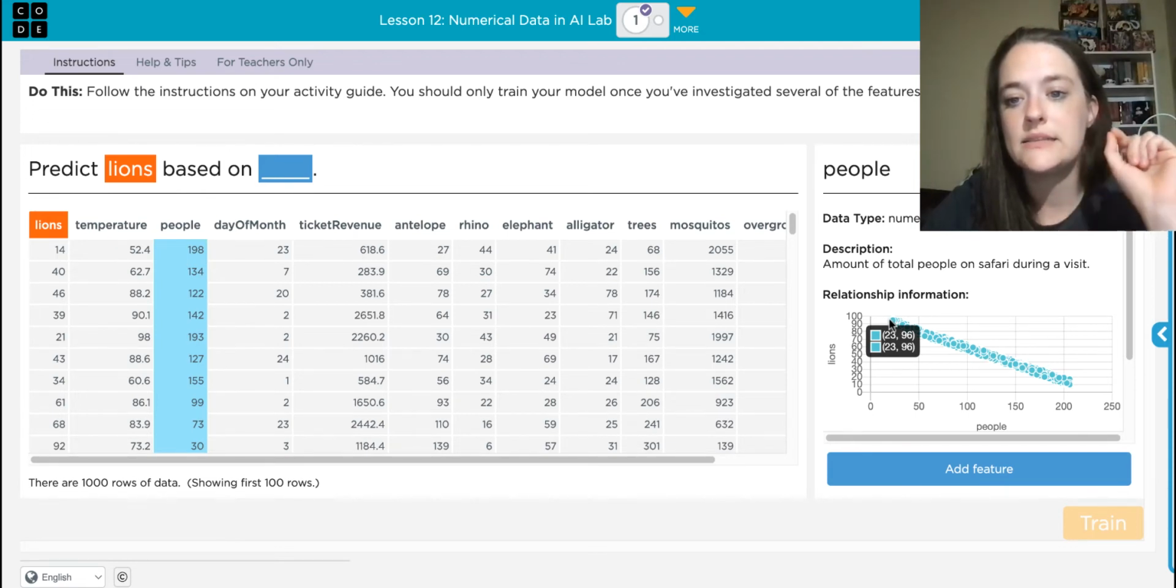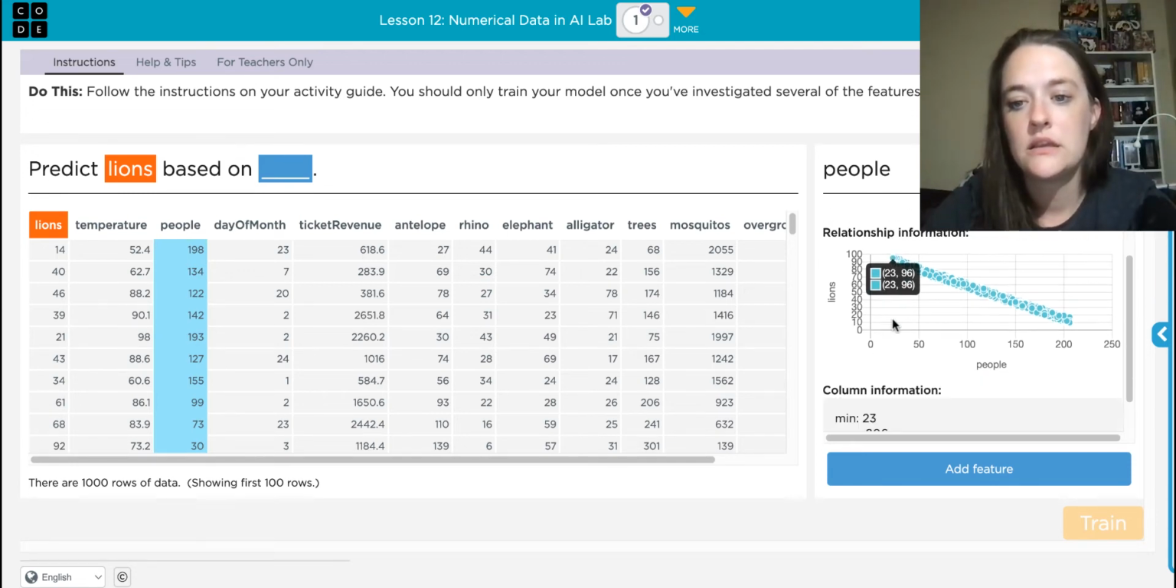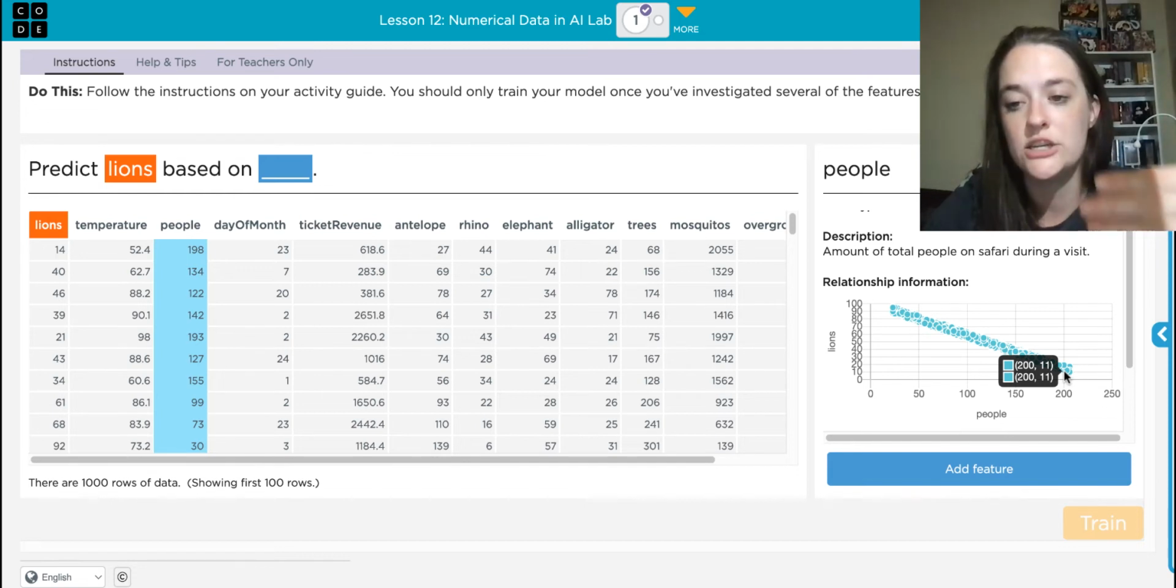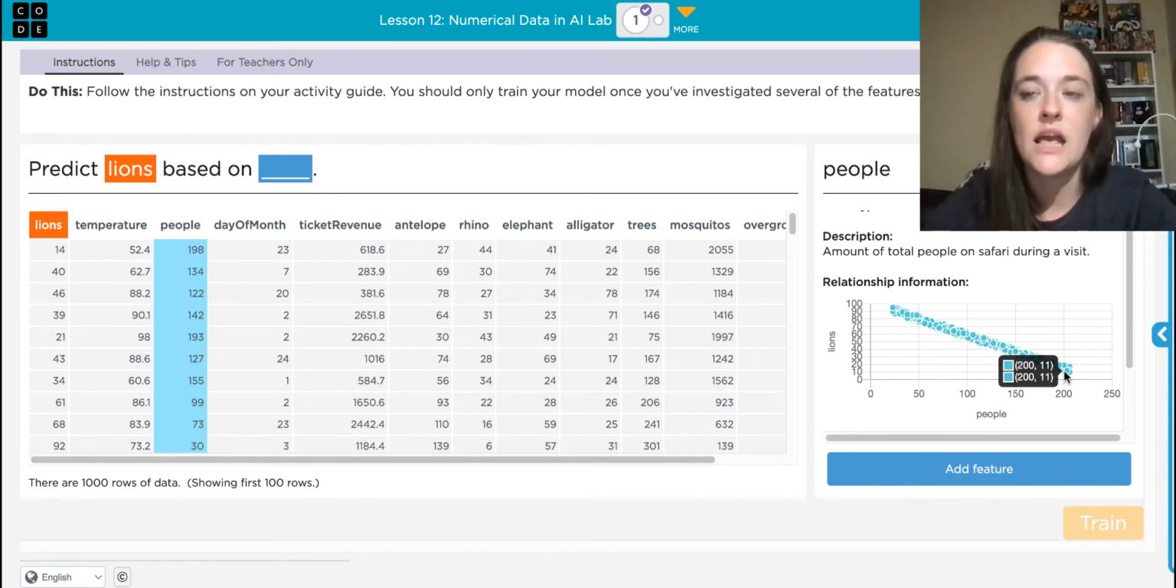So X is the number of people, Y is the number of lions. If there are 23 people on safari during a visit, there are usually 96 lions. Okay? If there are 200 people on a visit, there are usually 11 lions. So why is it that the more people that come into the park on safari during a visit, the less number of lions there are? And I am saying lions and not lines.